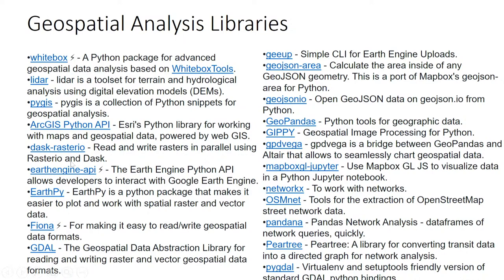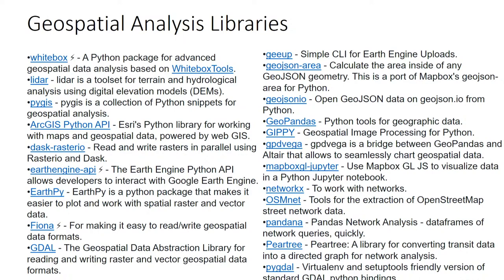If you are working with Earth Engine, the Google Earth Engine API is also available. EarthPy, Fiona, GeoPy. If you are working with GeoJSON data, then there are GeoJSON and GeoJSON IO, and for vector data, GeoPandas is a quite easy tool for vector data processing. GPI, if you are interested in geospatial image processing in Python. GPD Vega is a bridge between GeoPandas and Altair. Altair is a language for visualization. So with GPD Vega you can bridge GeoPandas and Altair and get the features of both.